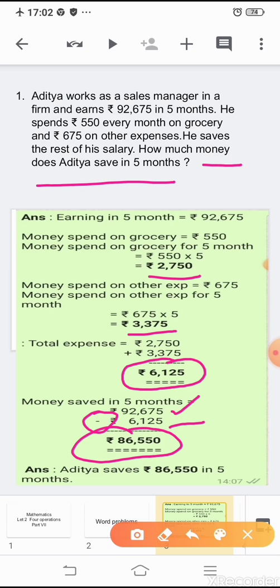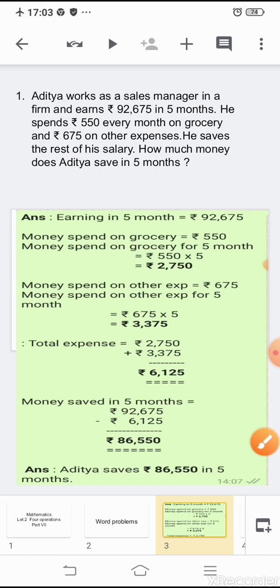So what we did is, first we found how much he is spending on grocery for 5 months. Then the other expenditure, how much he is spending for 5 months. When we add those two amounts, we get the total expenditure, that is 6,125. Now the total amount spent you subtract from the total amount earned for 5 months. When we subtract, we get the final answer, that is Aditya saves rupees 86,550 in 5 months.